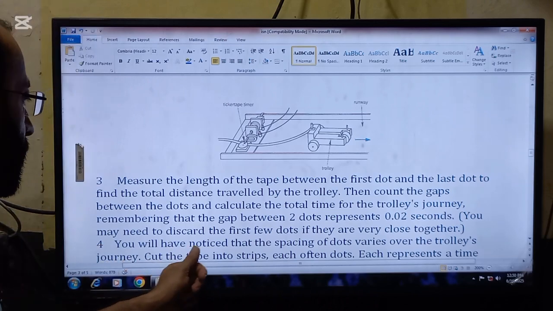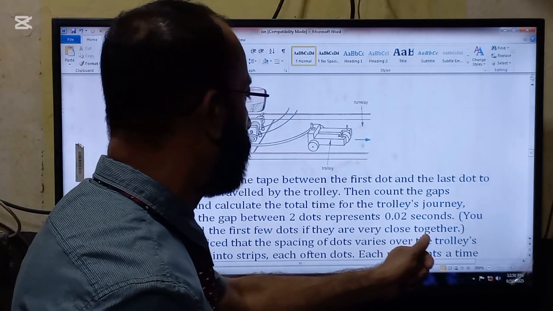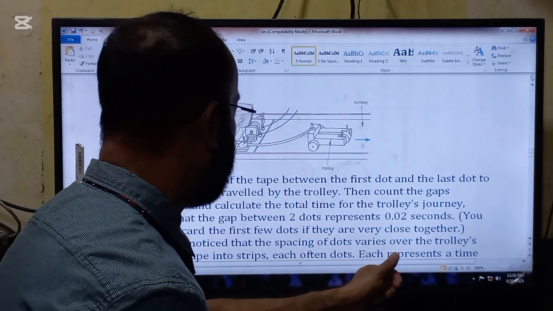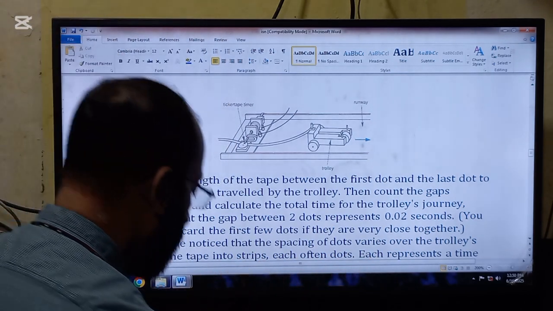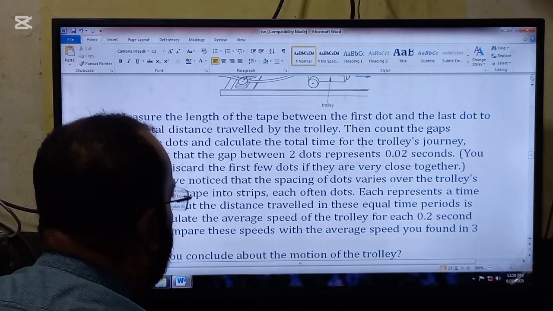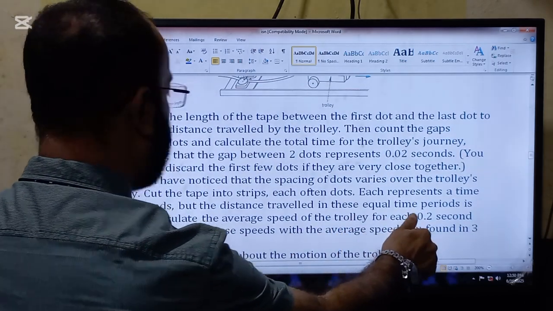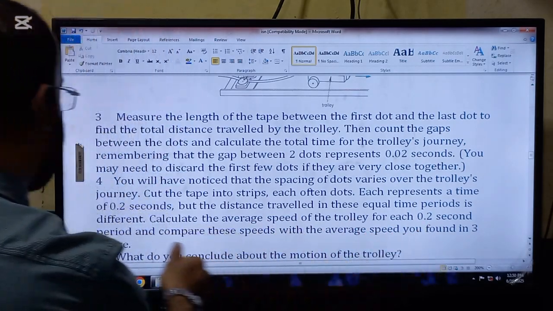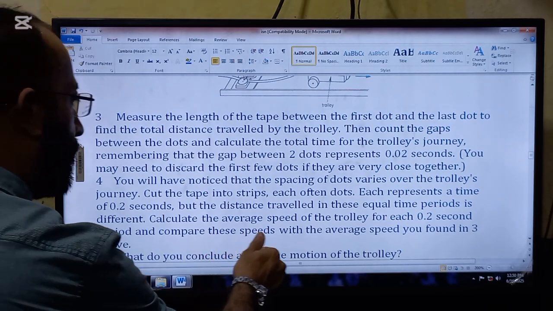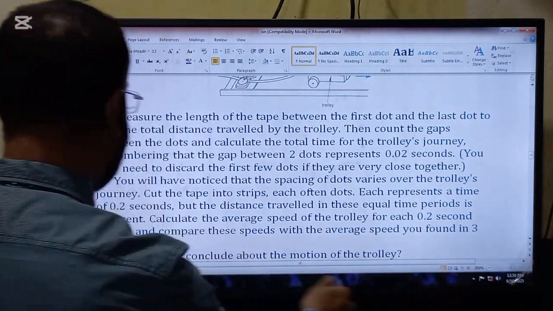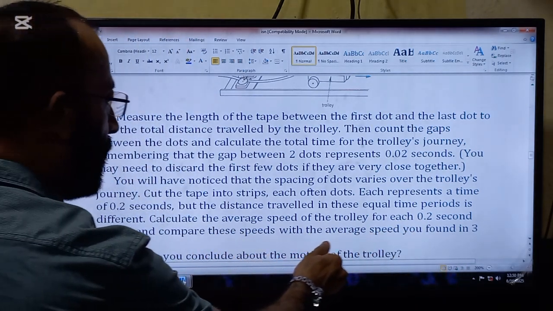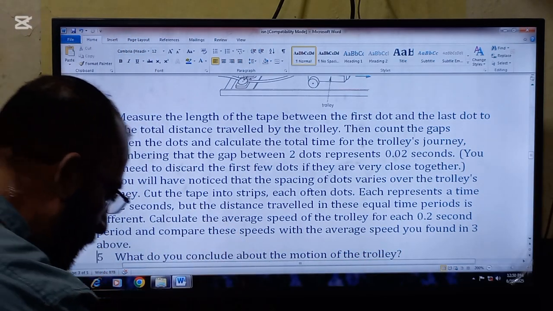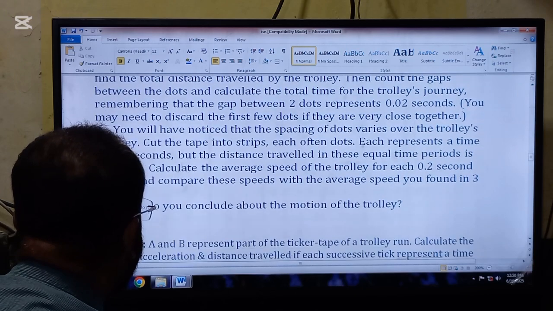You may need to discard the first few dots if they are very close together. Okay, you will have noticed that the spacing of the dots varies over the trolley's journey. Cut the tape into strips. Each strip of 10 dots represents a time of 0.2 seconds, but the distance traveled in this equal time period is different. Calculate the average speed of the trolley for each 0.2 second period and compare these speeds with the average speed you found in step three above. So we will do some questions after this that will make your concepts more clear.